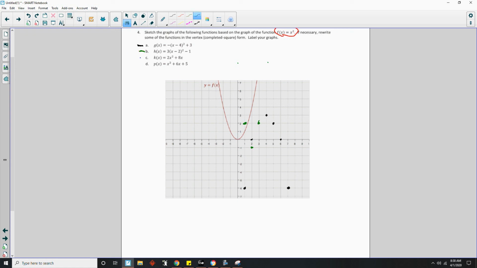All right, part C. It is not in vertex form. So I'll do this over here. K of x equals, and you group the variable terms.